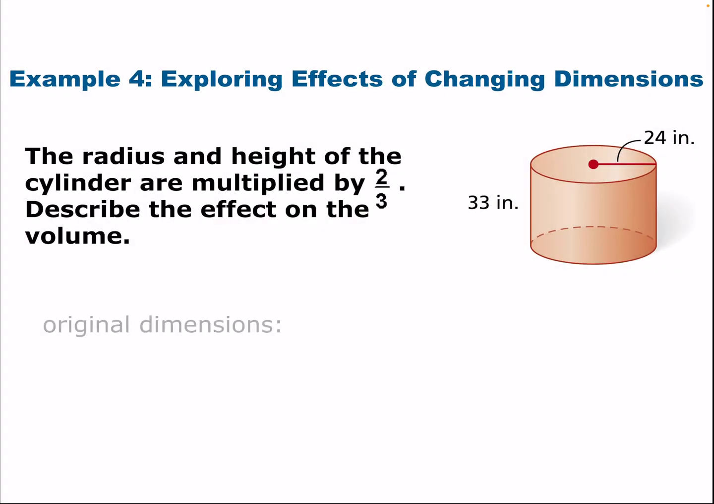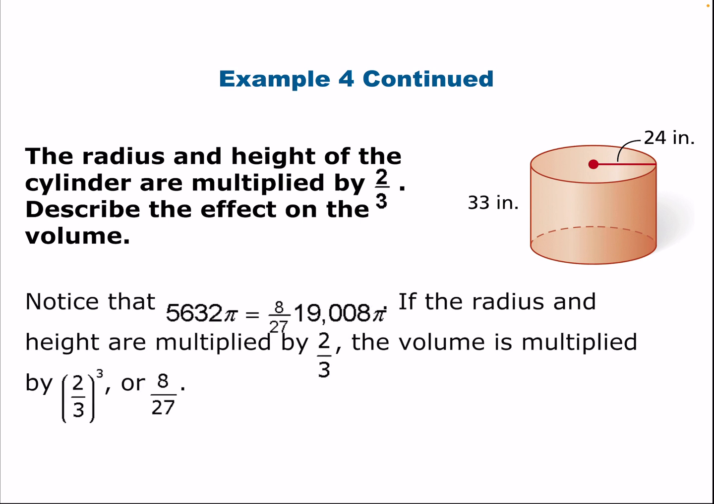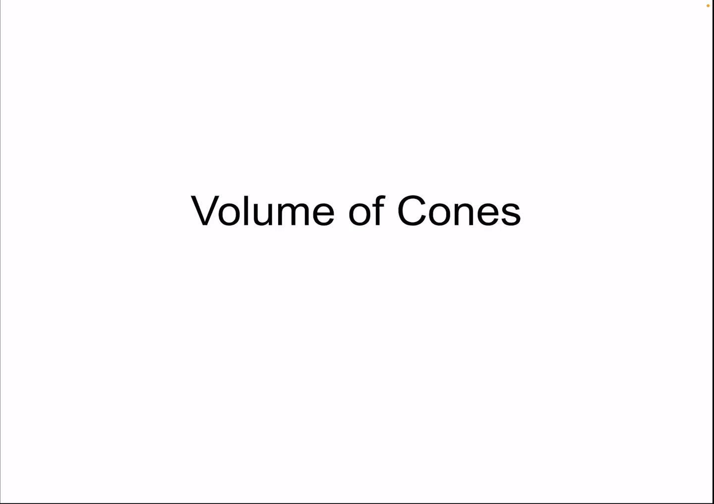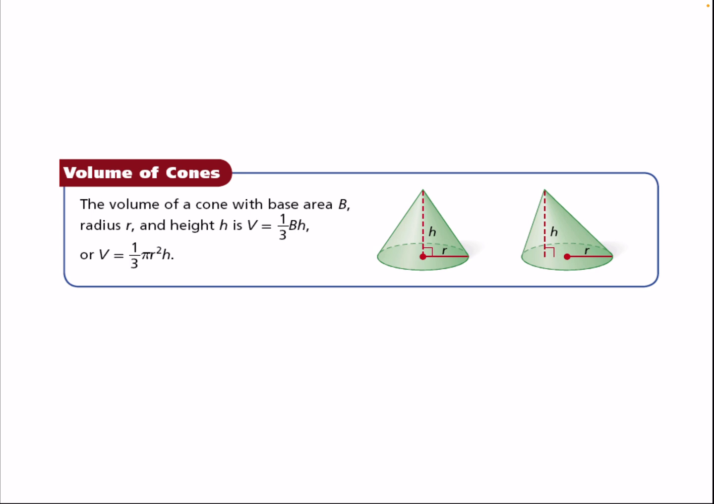All right. So we did all this. Now we're going to talk about cones. So the volume of a cone is exactly the same thing as the volume of a cylinder. The only difference is the volume of a cone that has the same height and radius as a cylinder is going to be 1/3 of the volume of the cylinder. Okay?